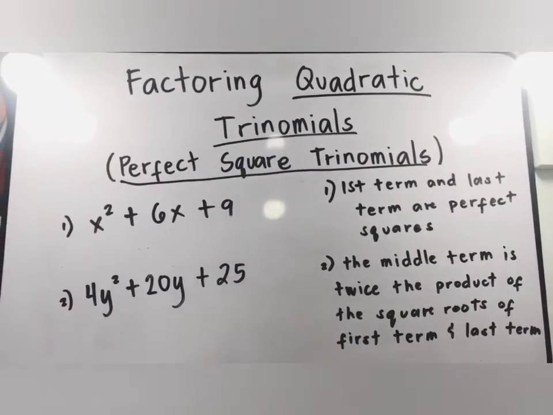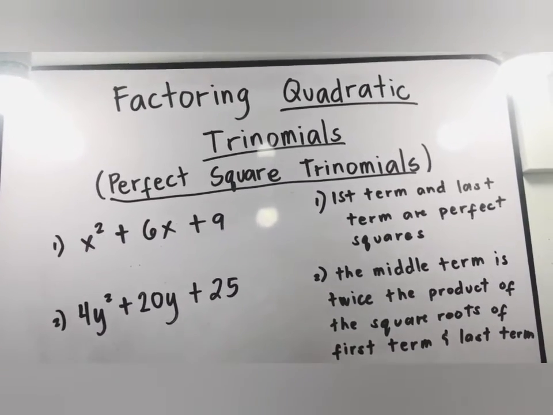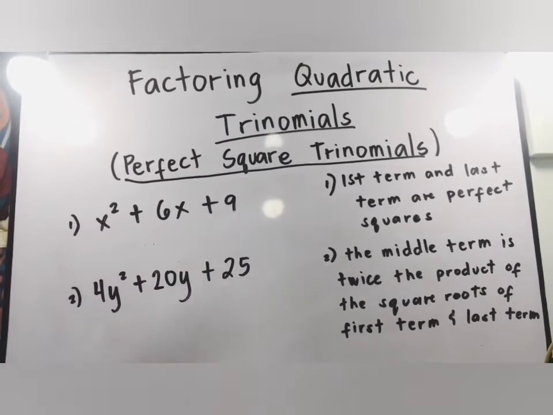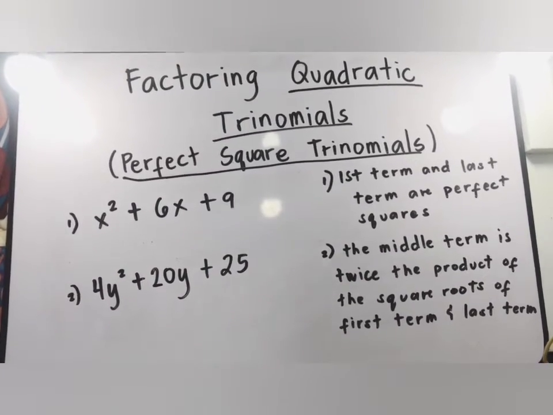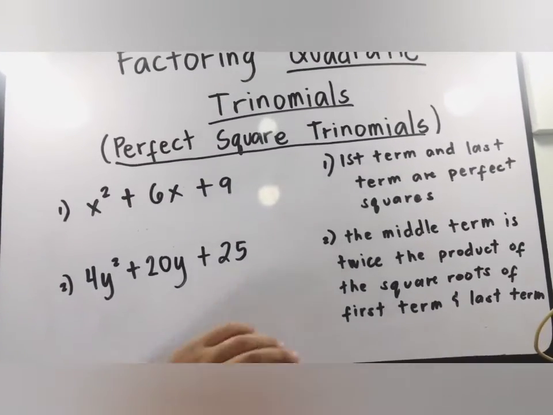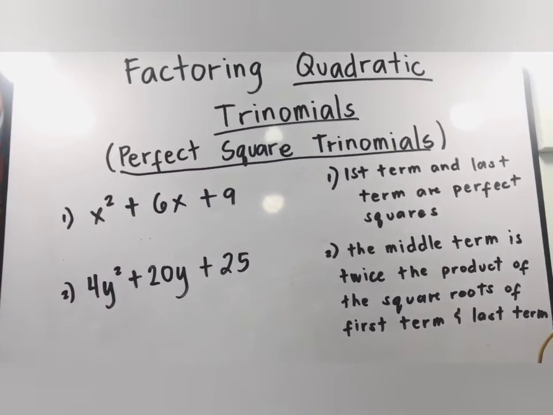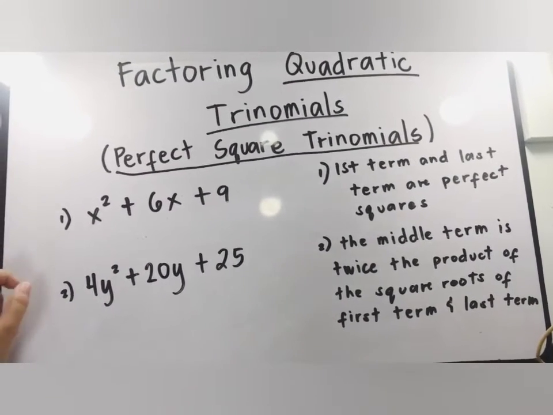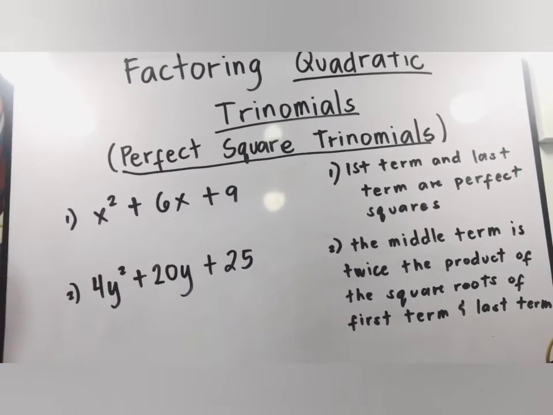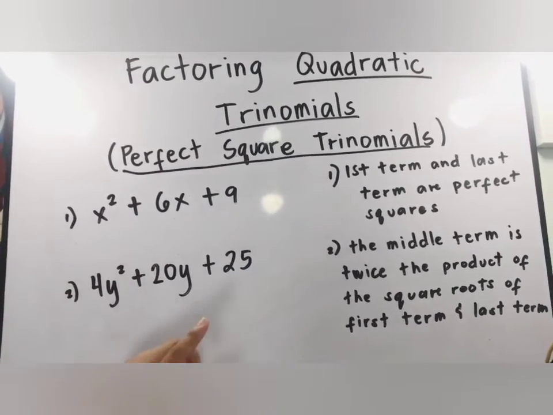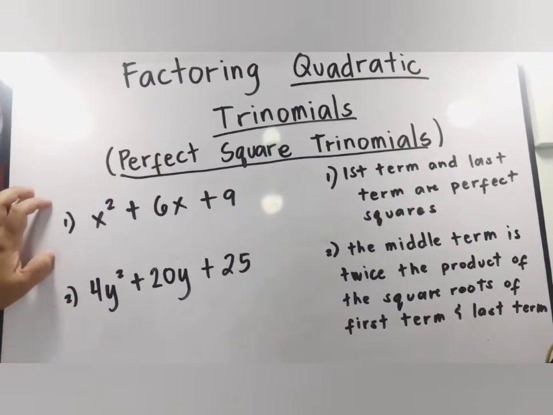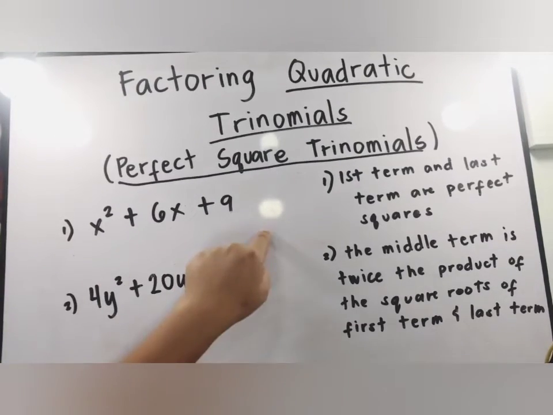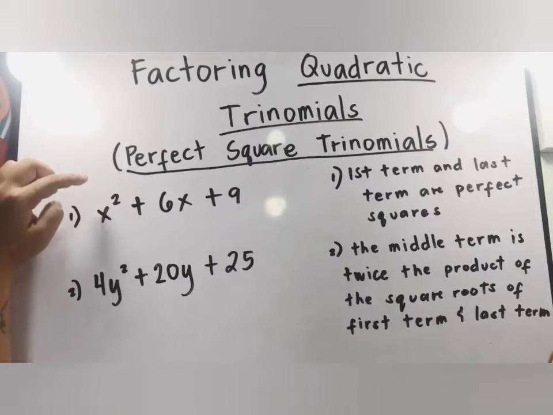Now, in order to determine if the given is a perfect square trinomial, ito yung mga conditions. The first one is that the first term and the last term are perfect squares. The second one is the middle term is twice the product of the square roots of the first term and last term. So, let us check these examples. First given is x squared plus 6x plus 9. Obviously, this is a quadratic trinomial. Kasi it has 3 terms and the highest exponent is 2.